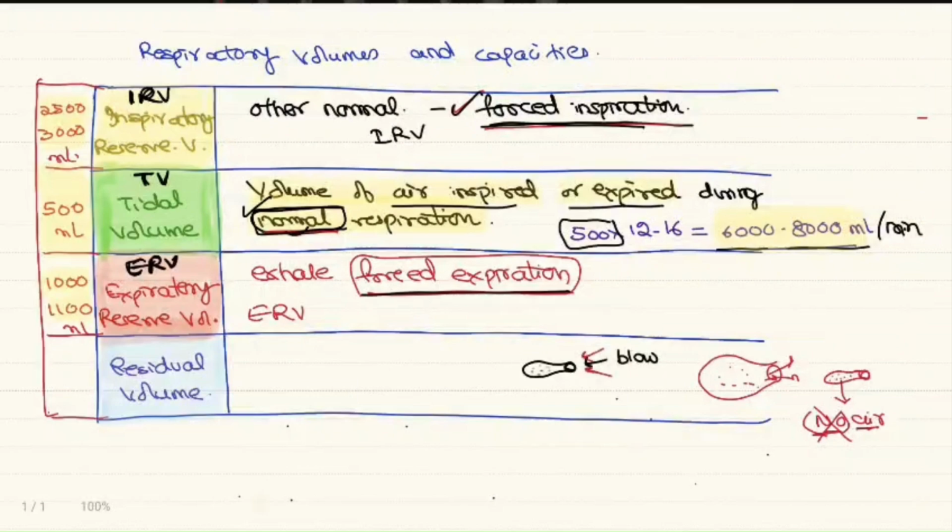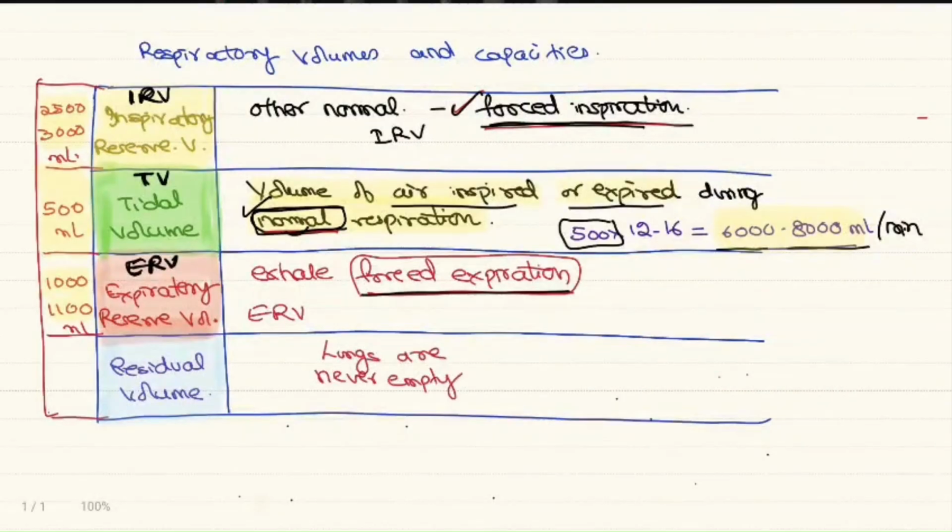So balloons are never empty. Some air is already there to which we have added more air. The same thing is about the lungs also. Lungs always contain some air to which we inhale and exhale. That is, lungs are never empty. So this air which always remains in the lungs is called as residual volume, which can never be removed.